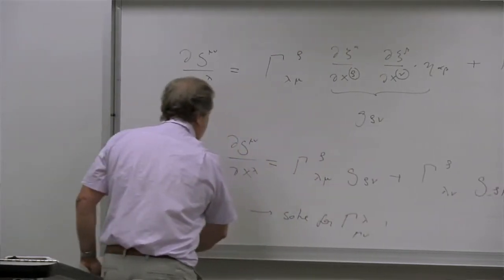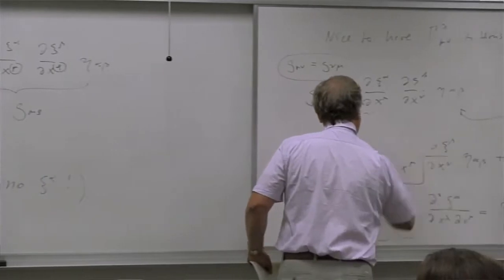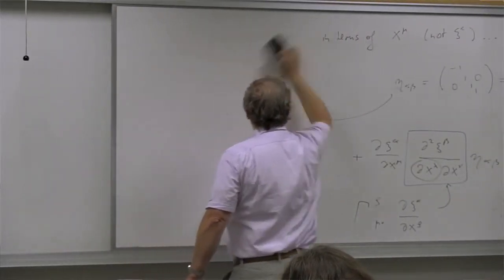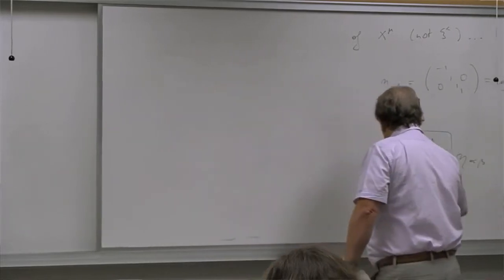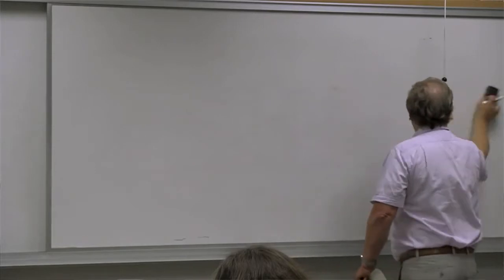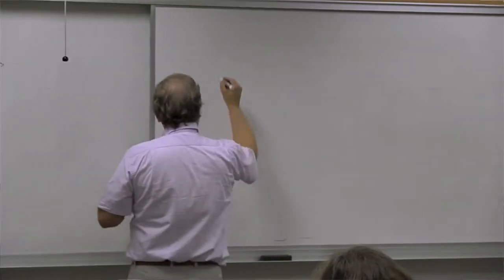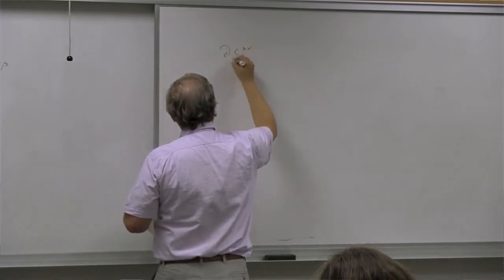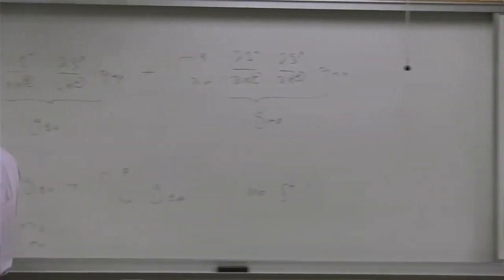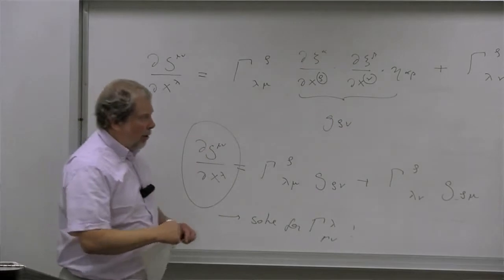Should be able to solve for gamma lambda mu nu, and that is indeed possible, right? It is possible by just taking suitable linear combinations. So what we are going to do is take dg mu nu by dx lambda, which is what we just had. That's this one. And now we can permute around these indices.